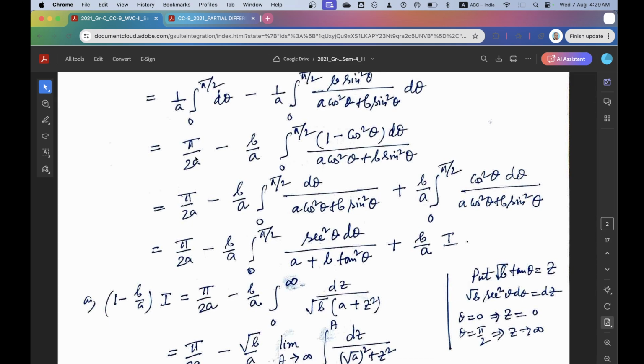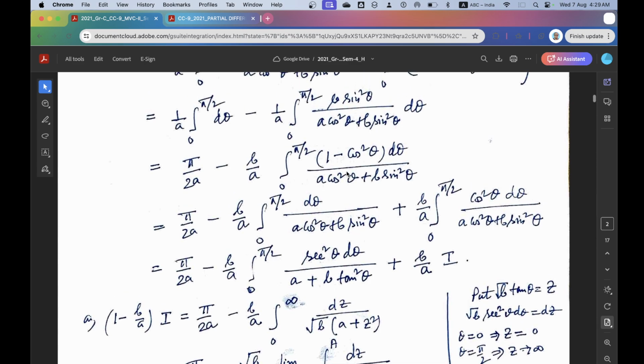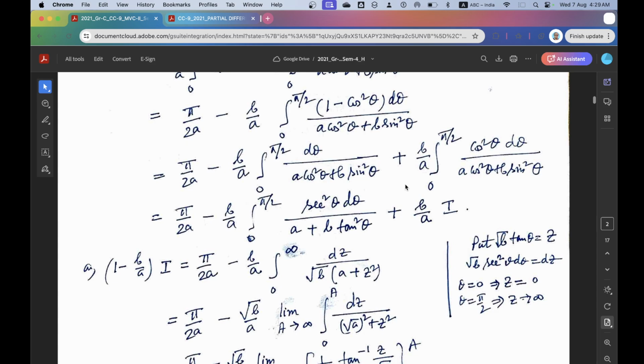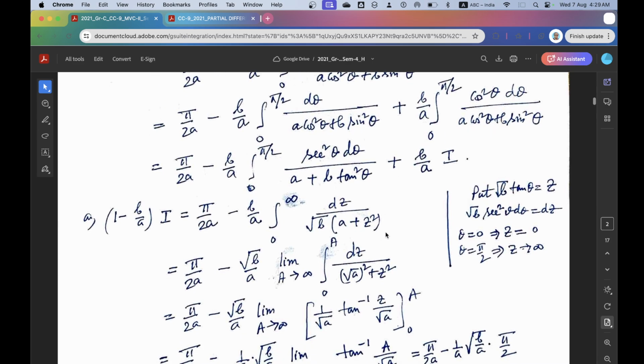This equals pi by 2a minus b by a times the integration from 0 to pi by 2 of (1 minus cos square theta) d theta divided by (a cos square theta plus b sin square theta), which equals pi by 2a minus b by a integration from 0 to pi by 2 of d theta divided by (a cos square theta plus b sin square theta) plus b by a integration from 0 to pi by 2 of cos square theta d theta divided by (a cos square theta plus b sin square theta), and this equals I.